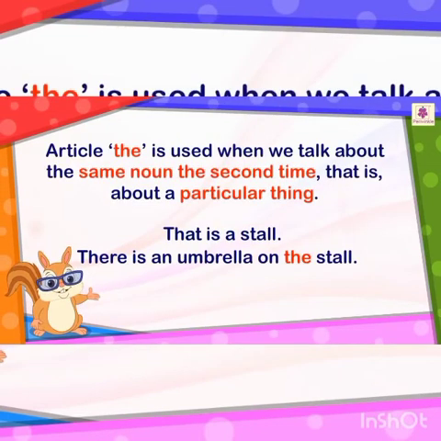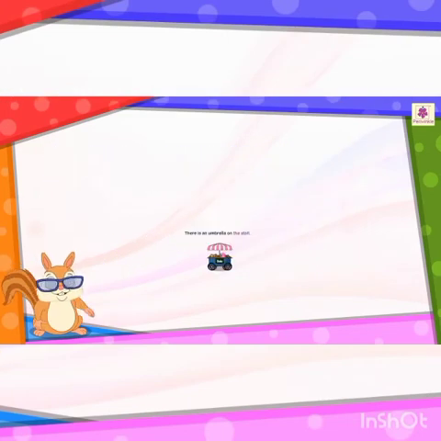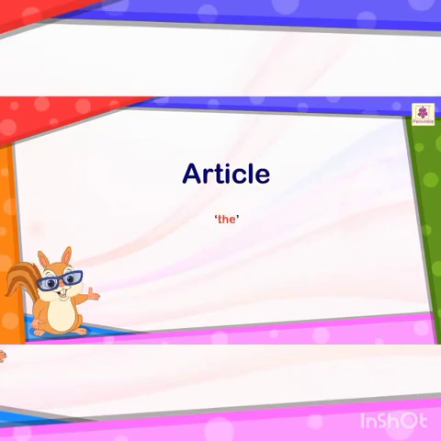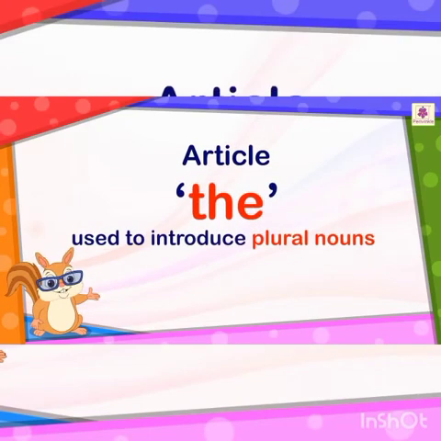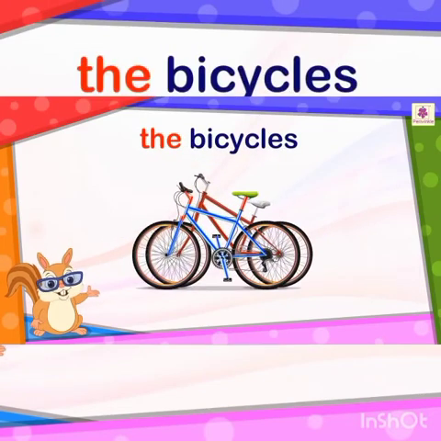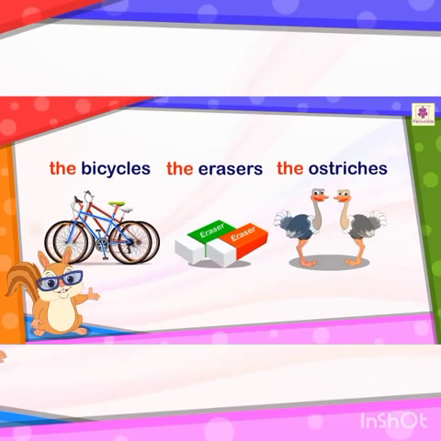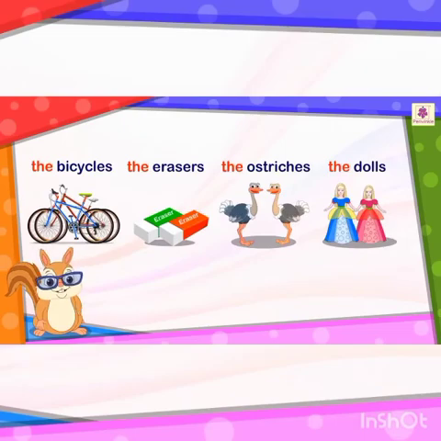Students, we use the when we talk about the same noun the second time, that is about a particular thing. That is a stall. There is an umbrella on the stall. As you can see in the picture, there is an umbrella on the stall. We are talking about the particular stall. Students, article the is also used to introduce plural nouns. For example, as you can see in the picture, the bicycles, the erasers, the ostriches and the dolls. Students, I hope you understand the concept of the articles.